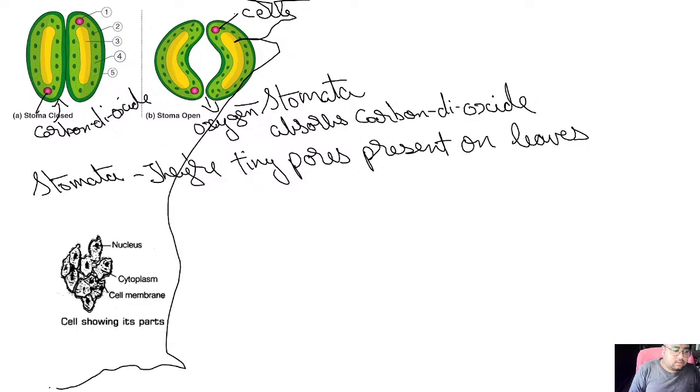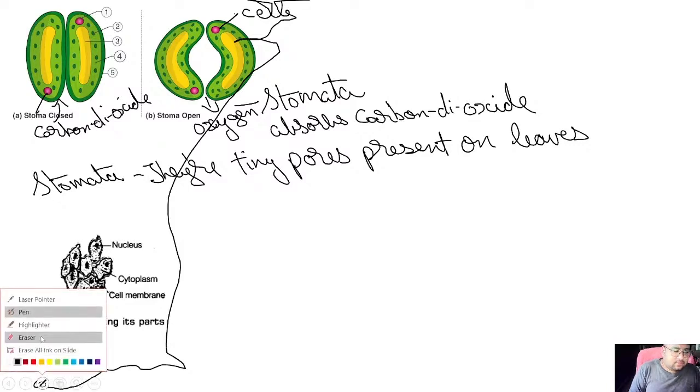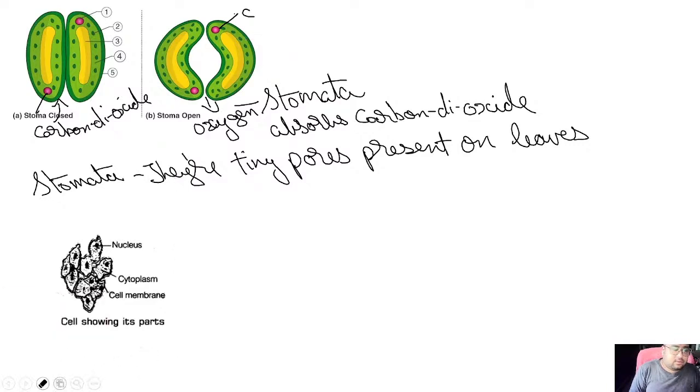Sorry, students, some technical issue here. So what makes the stomata close and open is the cells present in the stomata. Give me a minute, I'll just sort this out.